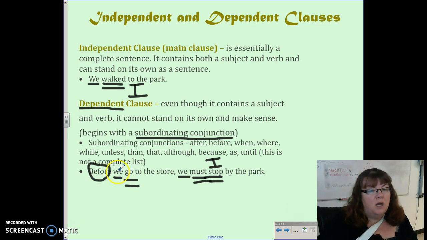So if we just have the sentence, "Before we go to the store," period, it's a fragment. It doesn't make sense. It requires more information, so it cannot stand on its own, like it says here. So I would label this as a dependent clause, or a D, okay? Looking at this is important: both have subjects and verbs, but one requires more information and one does not. So keep that in mind.